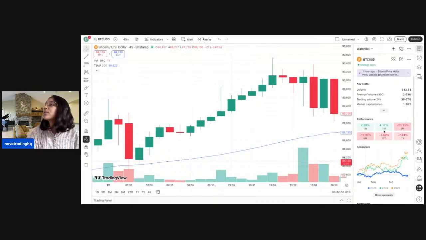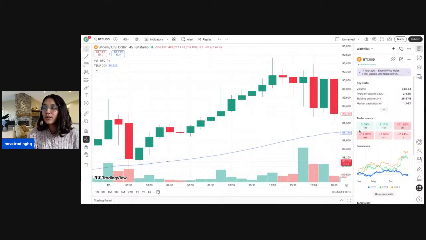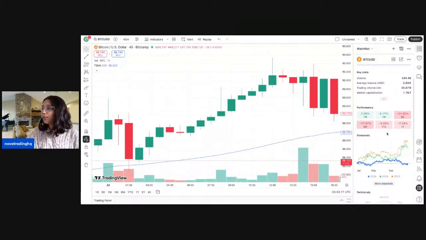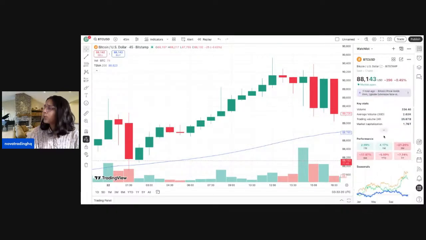Now you can also check the performance: the last 1 week, the last 1 month, the last 3 months, the last 6 months, and so on. As you can see, in the last 1 week the performance is written in green color. What does this mean? It's a positive response, so it has increased by 2.09%. Similarly, for the last 1 month, it has increased by 4.17%. So that's the very quick stat which you need to follow whenever you start your trading.